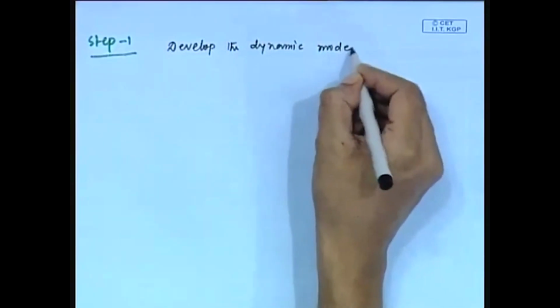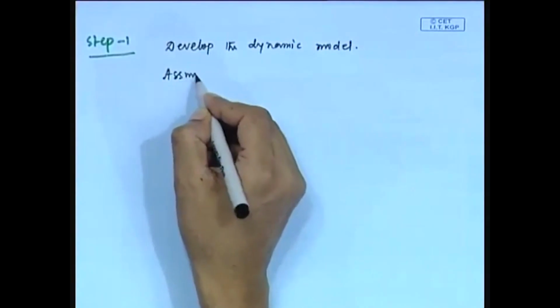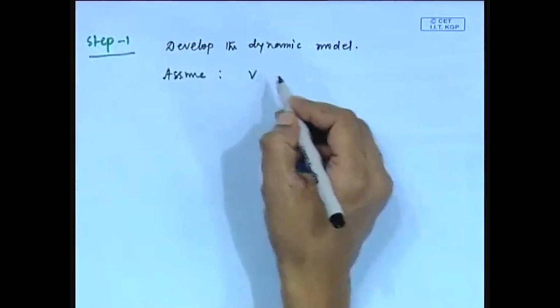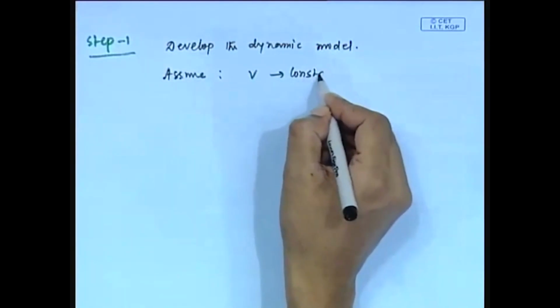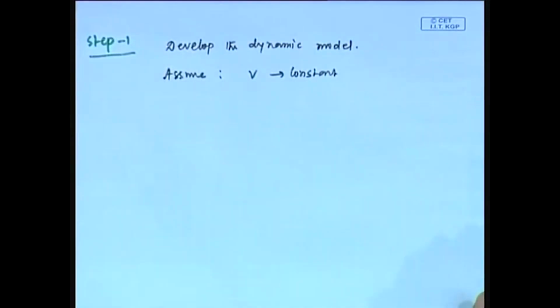In the first step, we need to develop the dynamic model. We will continue this example CSTR further, assuming a constant volume system. So, we are basically assuming here V is a constant quantity. If that is the case, then there will not be any existence of total mass balance. Fine. So, the modeling structure will reduce to a structure having two equations.